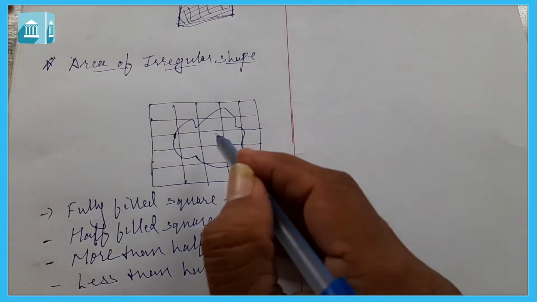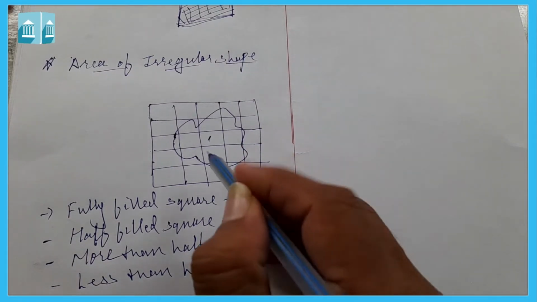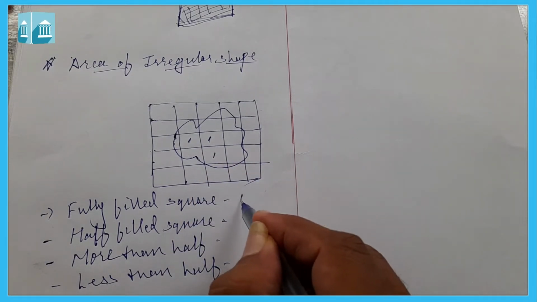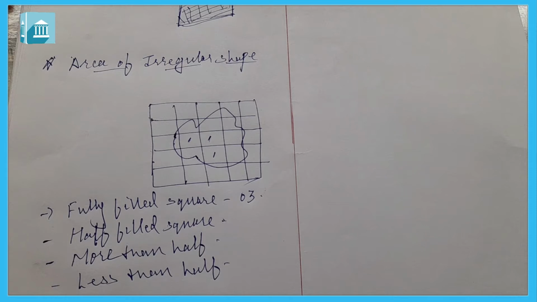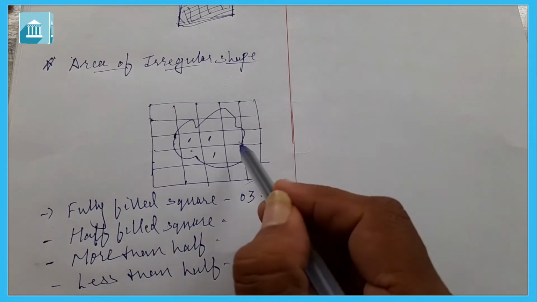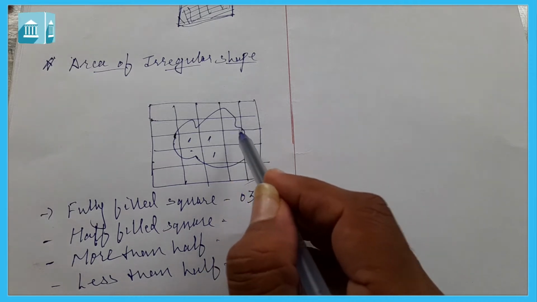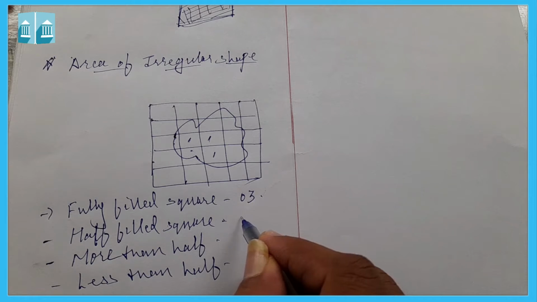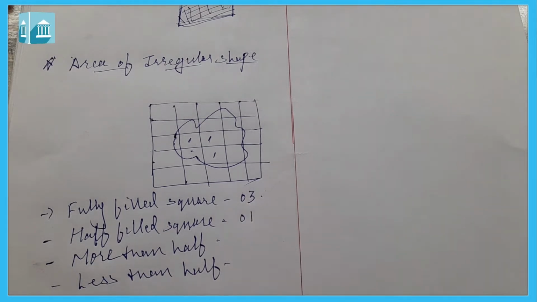First we have to see the fully filled squares. So this is a fully filled square, this is a fully filled square, this is a fully filled square. So here fully filled squares are 3. Then half filled square, if we see, this is the half filled square. Not this, no. So we can see that this is only one half filled square.